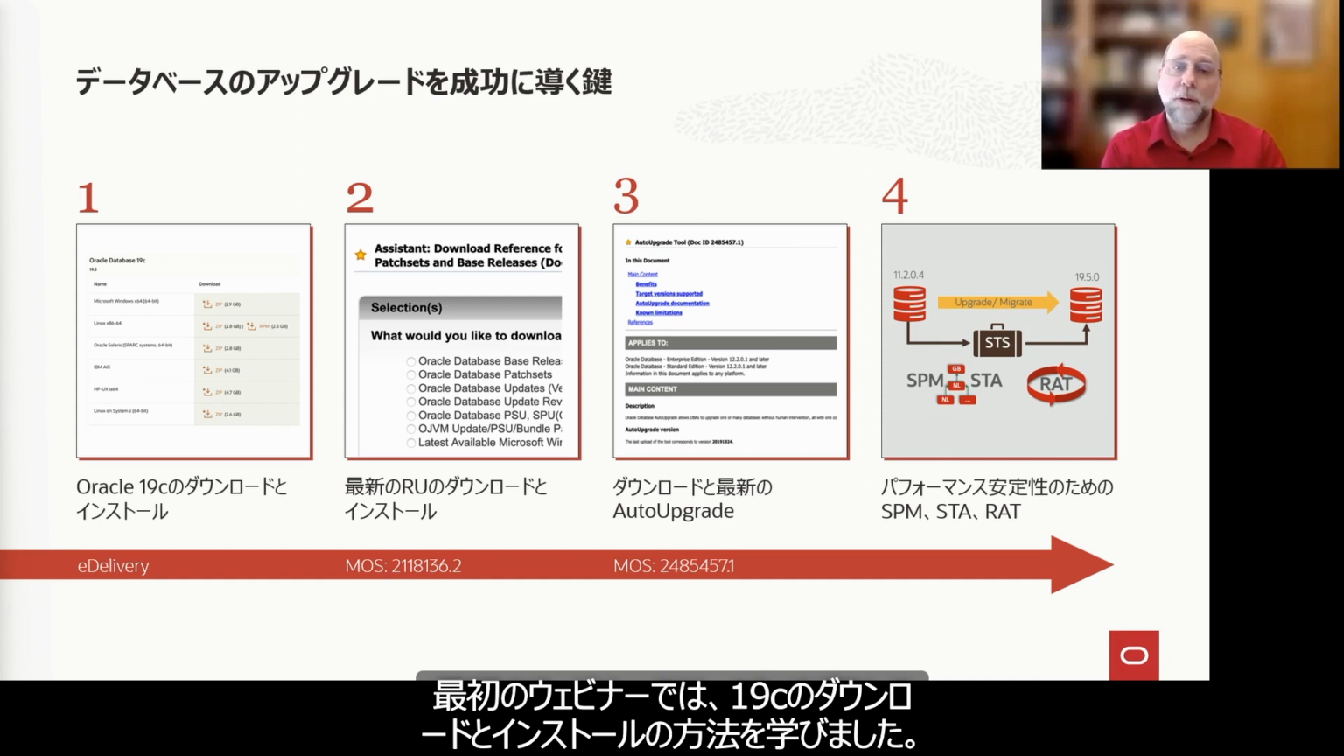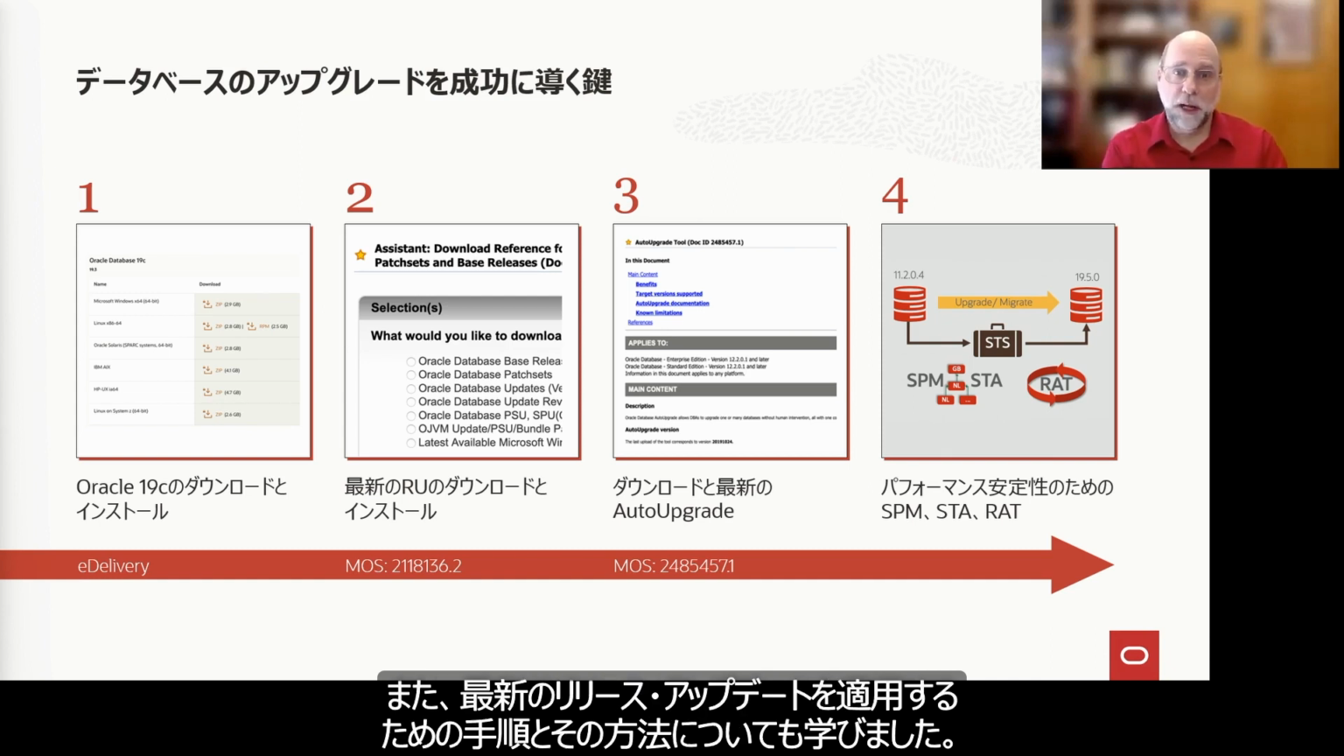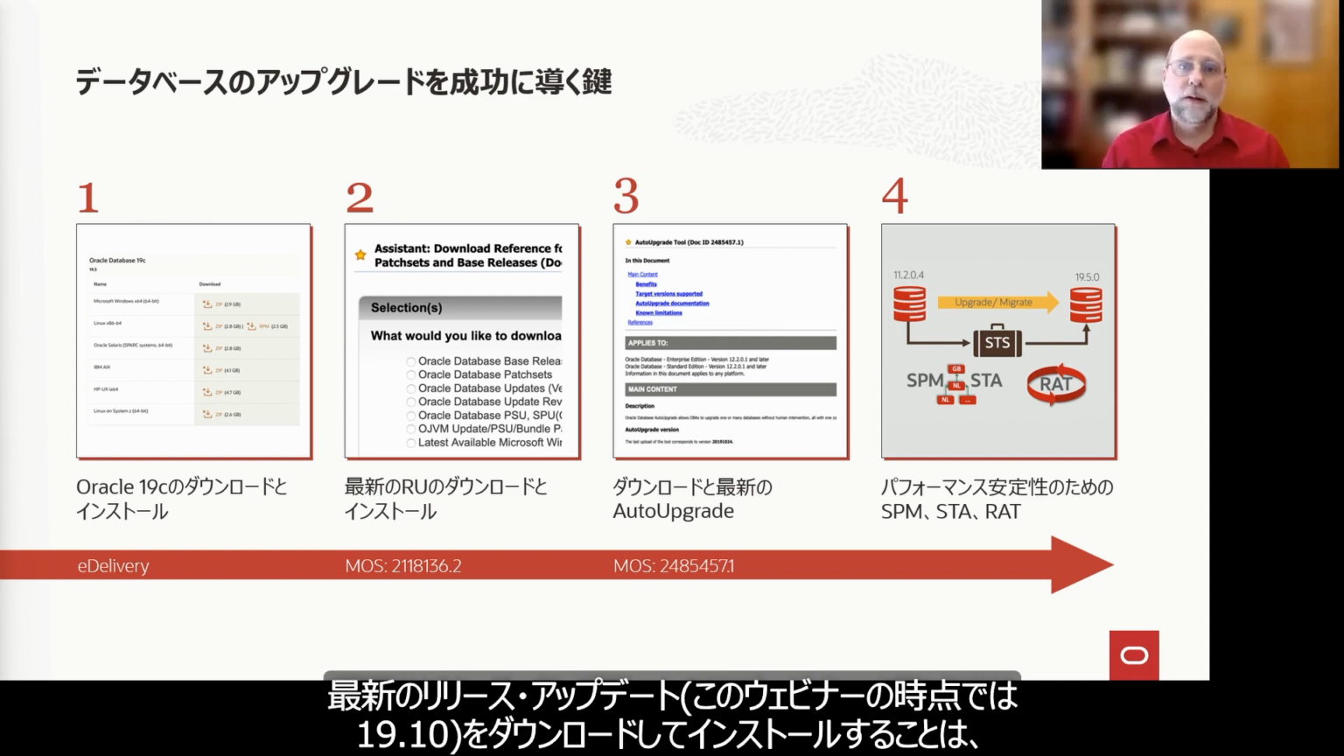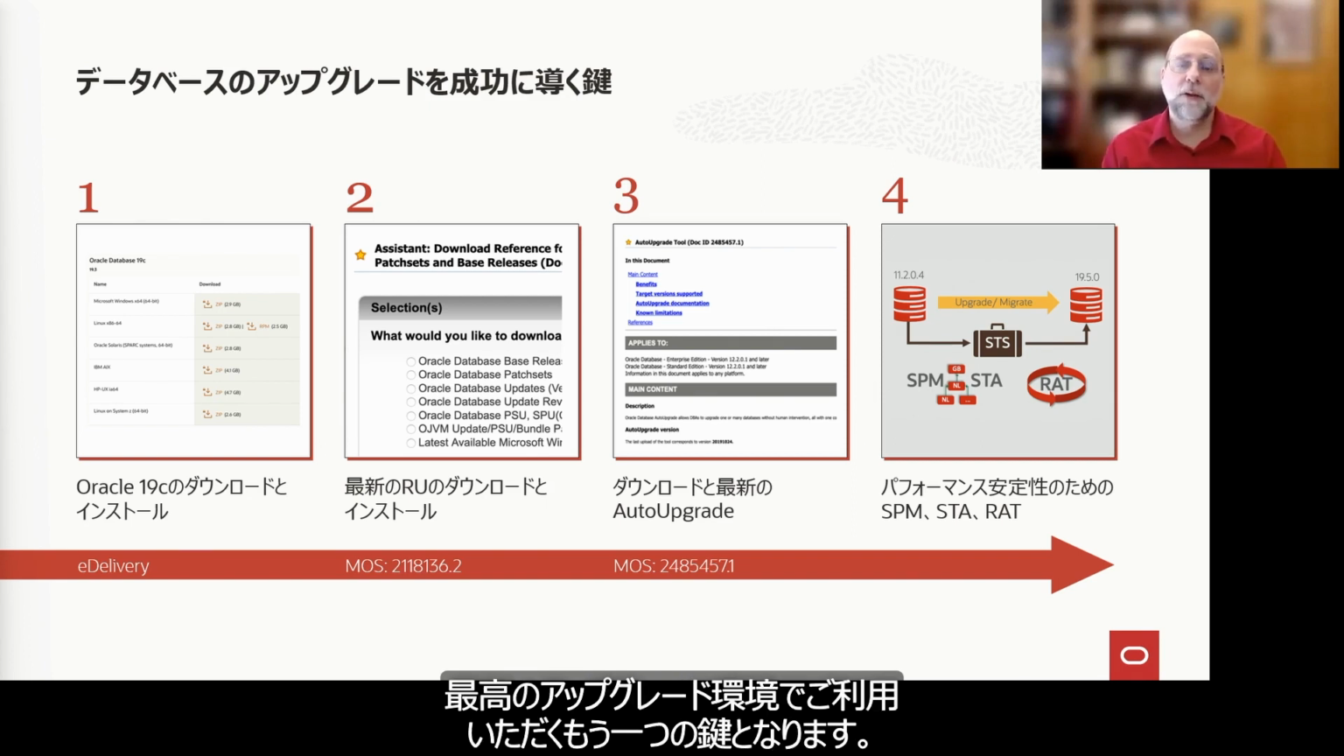You learned how to download and install 19c in the first webinar, and you also learned, step 2, being on the latest release update and how to do that. So downloading and installing the latest release update, which at the time of this webinar is 19.10, is another key to having the best possible upgrade experience.